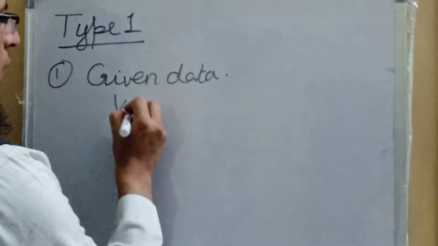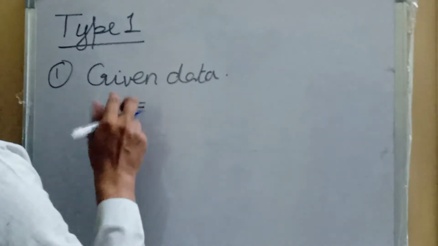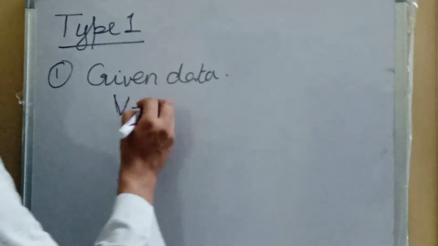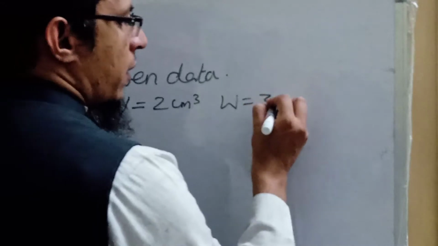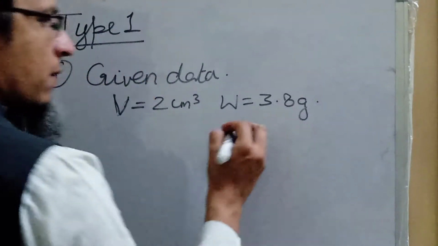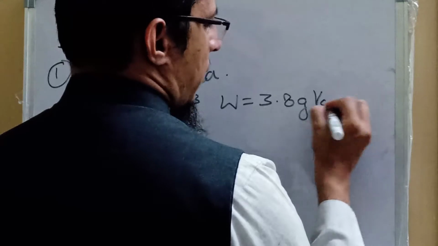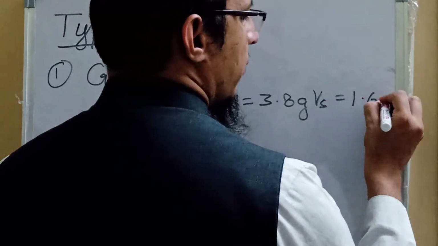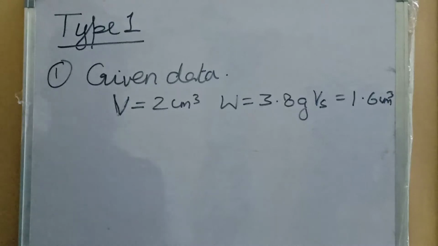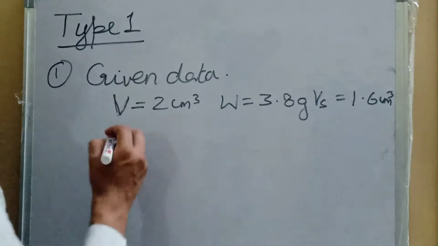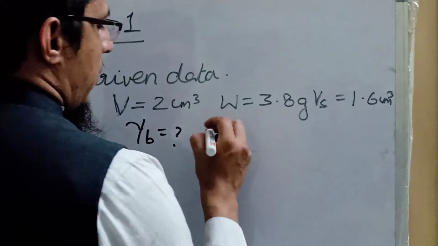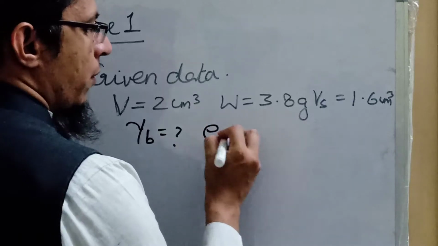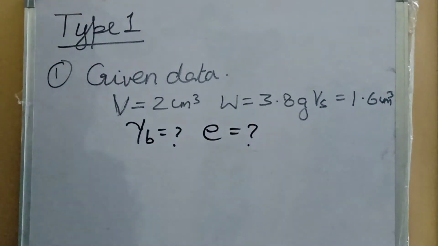Total volume of soil is given, capital V, 2 centimeter cube. Total weight of soil is given as 3.8 grams. Then we have also been given volume of solid, that is 1.6 centimeter cube. Now we need to know the bulk density, represented by gamma B, which is unknown, and the void ratio is also unknown. So how can we find these two quantities?